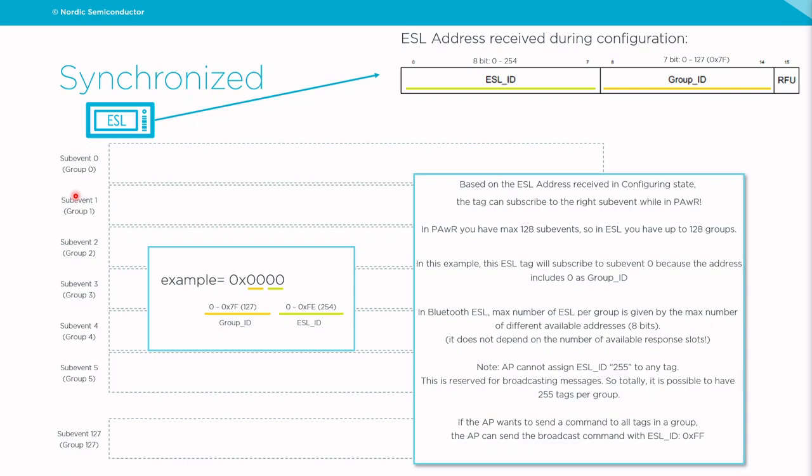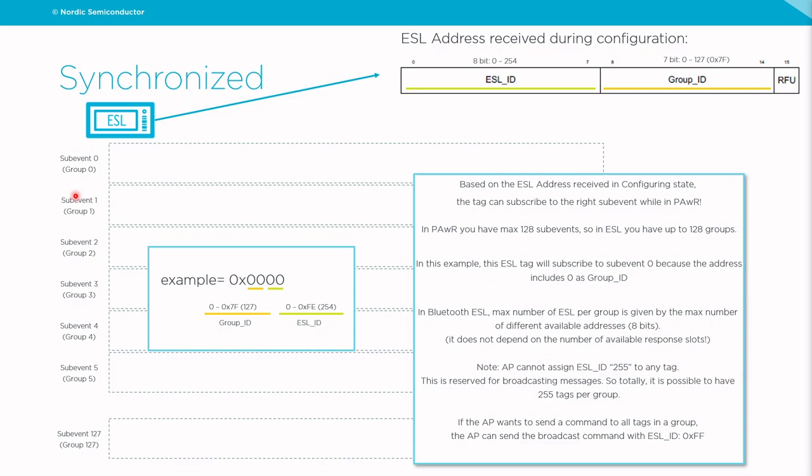That is why the group ID field is only 7 bits. And there is a one-to-one mapping between sub-events and group IDs. However, it is up to the access point to decide how many groups to use, how many sub-events to use for each implementation. And it's the access point that then will assign the ESL addresses accordingly to the tags.